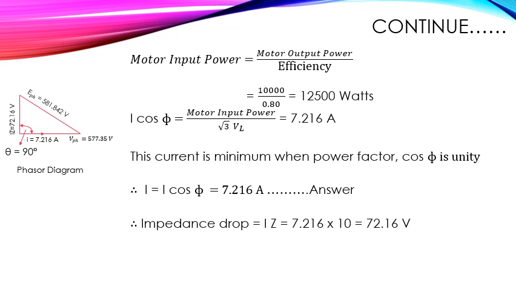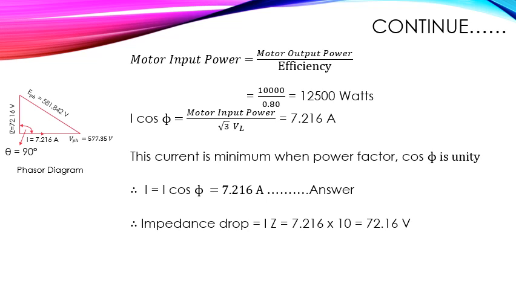Then using this current, we can find the impedance drop. So put the value of this minimum current and the synchronous reactance per phase, that is the product of 7.216 and 10. So the impedance drop is 72.16 volts. Now this is the phasor diagram.